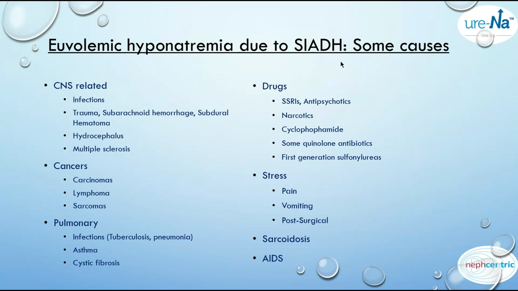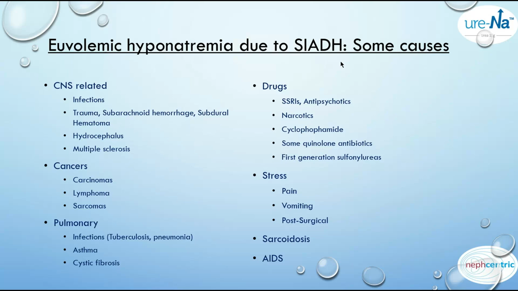In the next slide, the euvolemic hyponatremia due to SIADH is depicted, and some of the causes for SIADH include neurological causes, such as infection, trauma, subarachnoid hemorrhage, subdural hematoma, hydrocephalus, and multiple sclerosis. Some of the cancers can cause hyponatremia secondary to SIADH, such as carcinoma, lymphoma, and sarcomas. The pulmonary causes for SIADH include infection, such as tuberculosis and pneumonia, which is very common. Also, asthma and cystic fibrosis can give rise to SIADH.